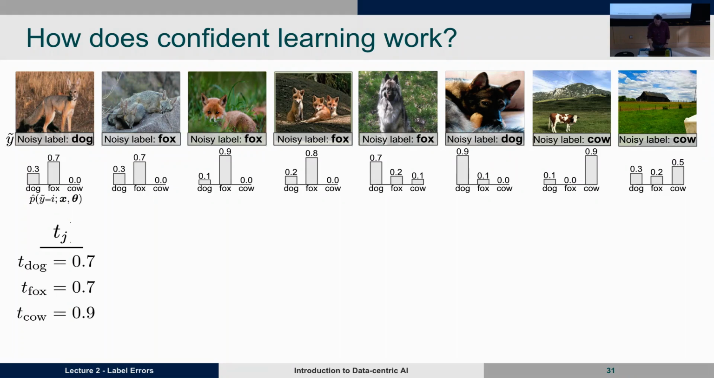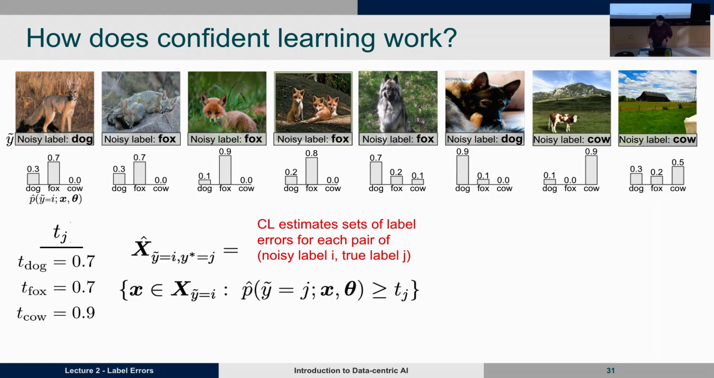The algorithm is pretty simple. This is slightly simplified, so I'm leaving out a few edge cases, but this is the crux of it. We're going to find the predicted probability of class J when it's greater than the threshold, and that means we're confident that it's really class J, even though it was given label I. So it's very simple in terms of the formulation. The beauty of this is the theory that we can prove that it works. But the formulation is quite simple. It's what you might expect.